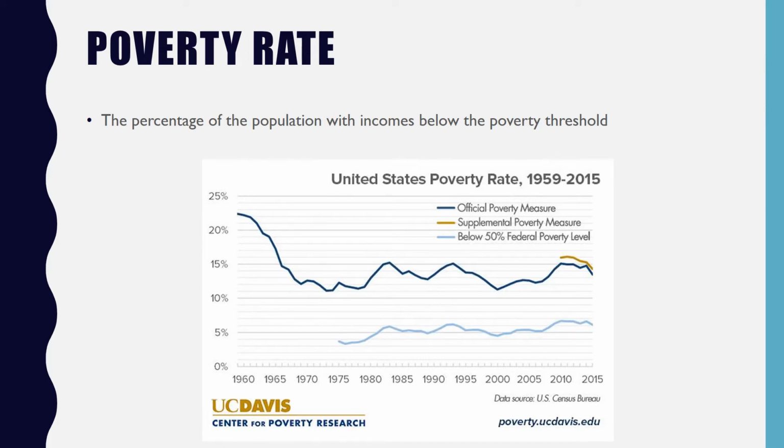Ticks up and down. And then you have the light blue, which is representing those that are at least 50% below, or they're below half of what the federal poverty level is. So extremely poor, and that's about 5% of the population.